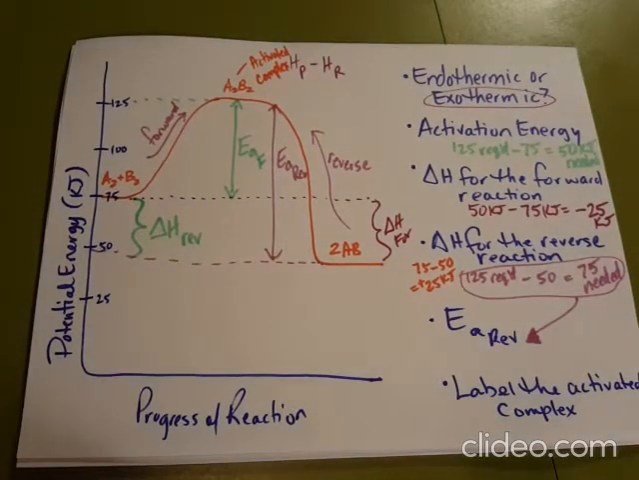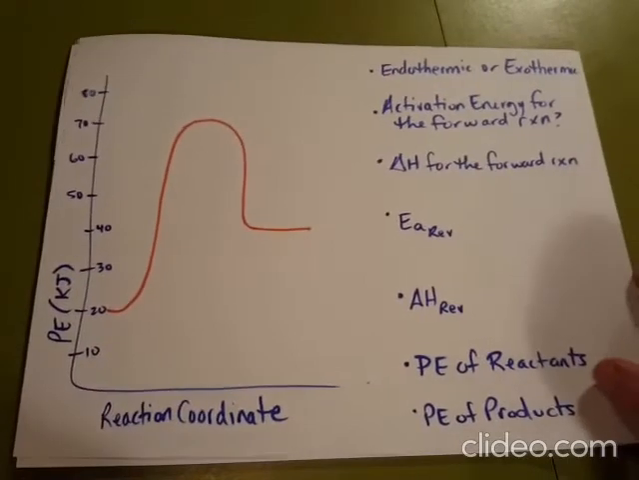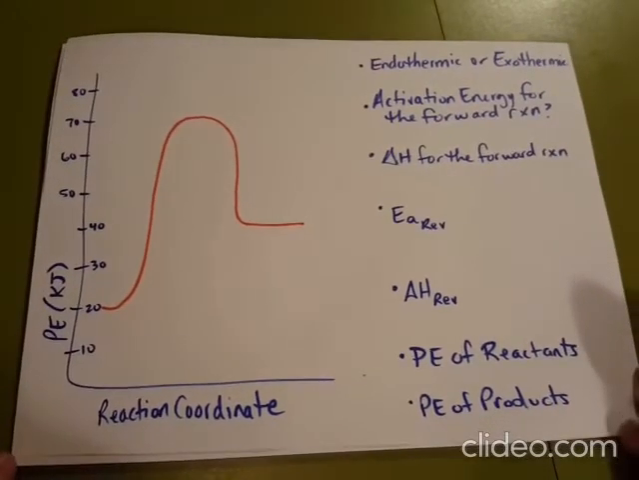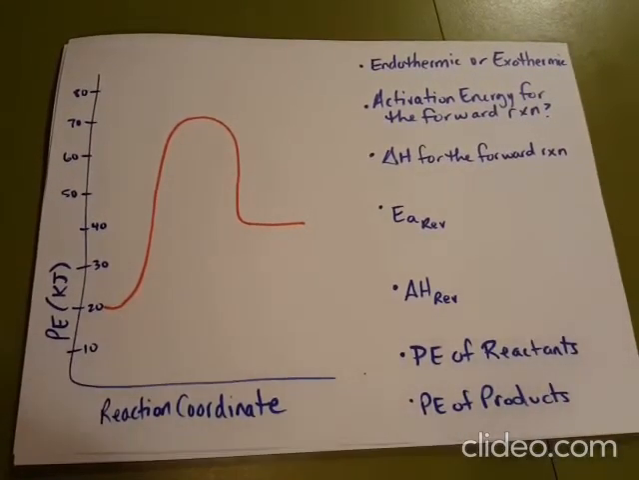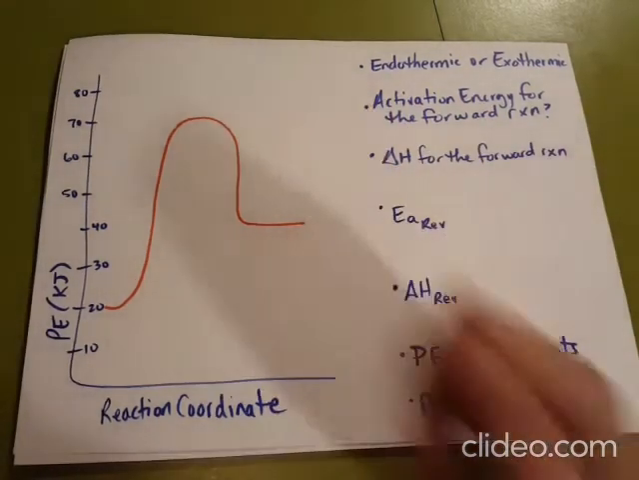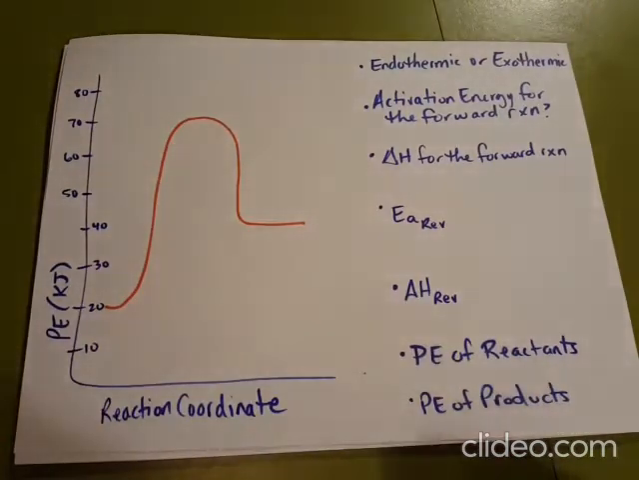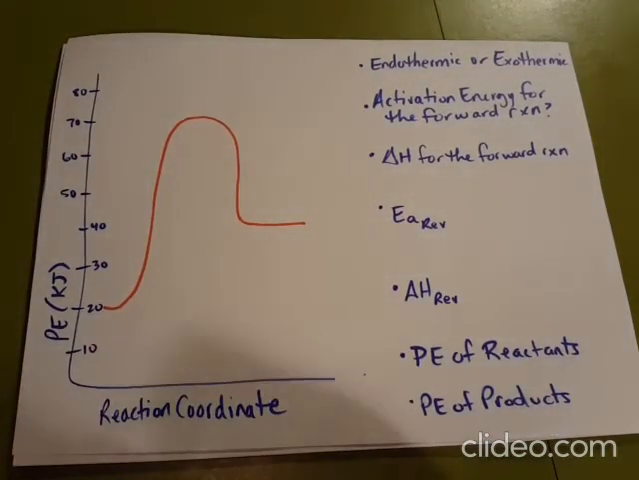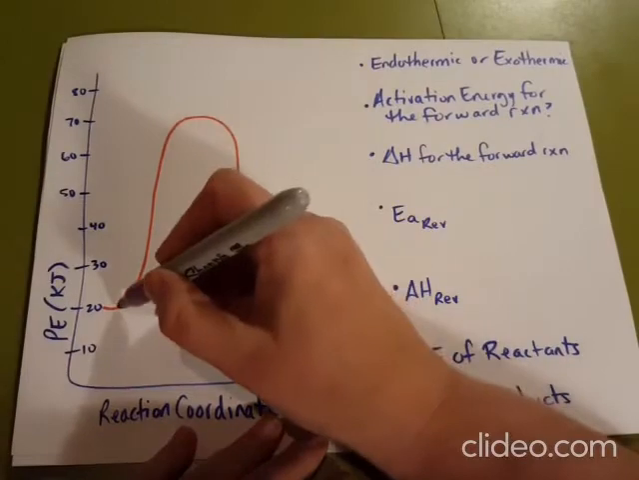So let's take a look at another reaction, or another potential energy diagram. Just looking at it in general, if you're asked endothermic or exothermic, they're generally asking about that forward reaction. They'll specify whether they want you to look in reverse or not, but generally it's always left to right.